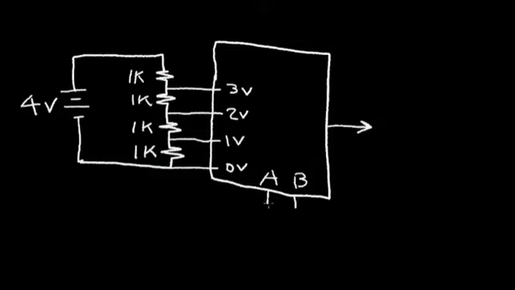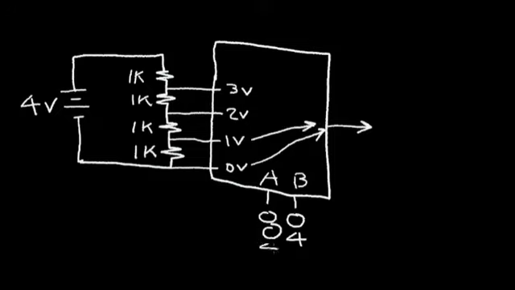Now, I have 2 inputs and they're digital, so what that means is that the input can either be 0 volts or in this case 4 volts. So if I have both inputs at 0 volts, in that case I want to route the 0 volts to my analog output. If I have a high voltage at B, we'll say 4 volts, and a low voltage at A, I want to route the 1 volt to my analog output.